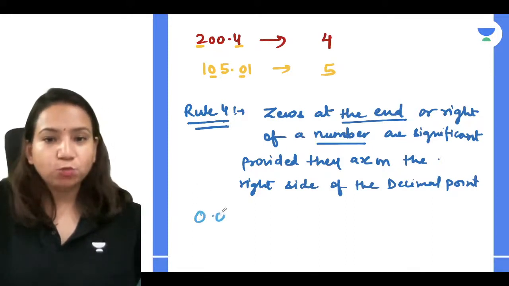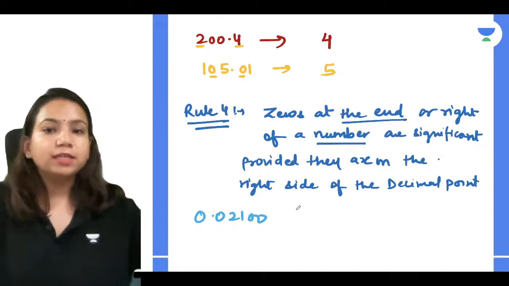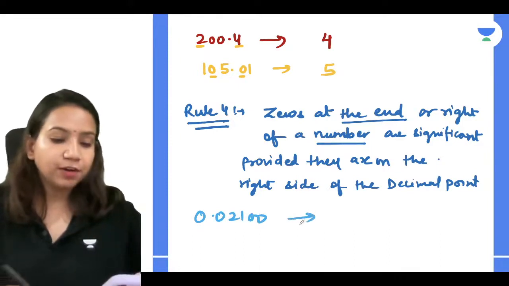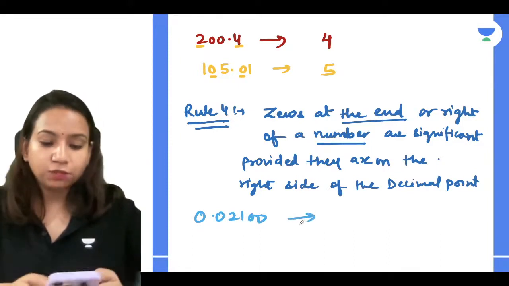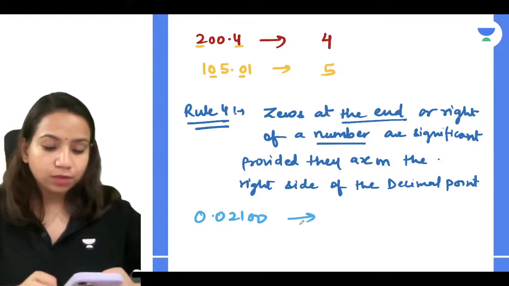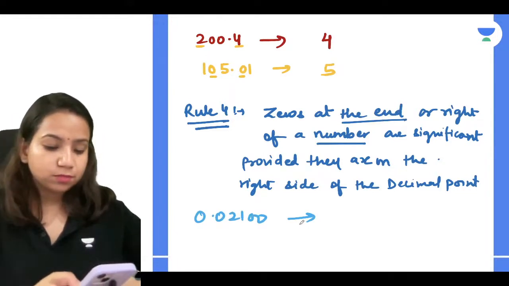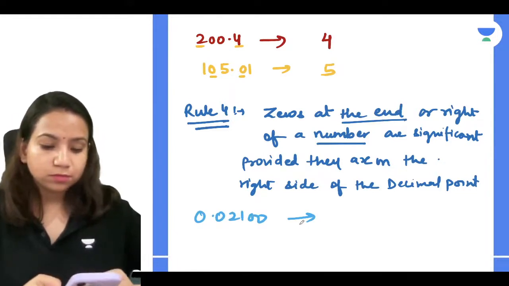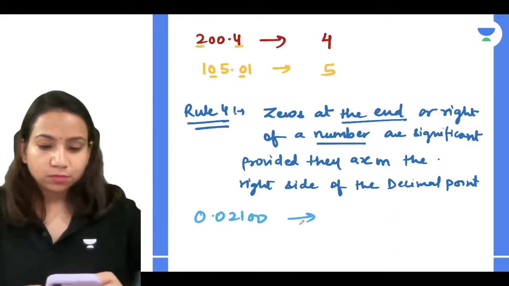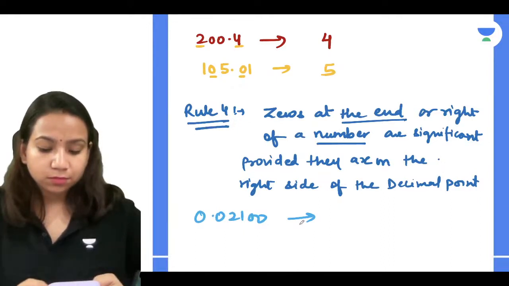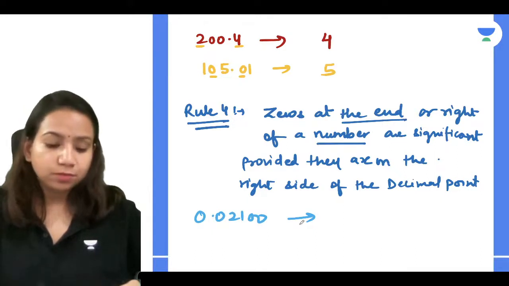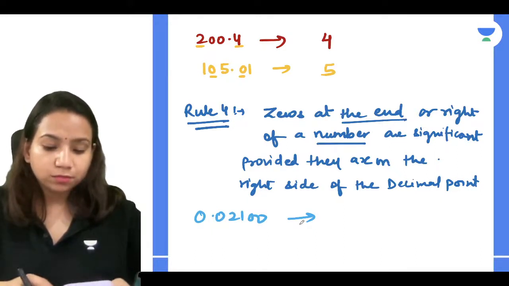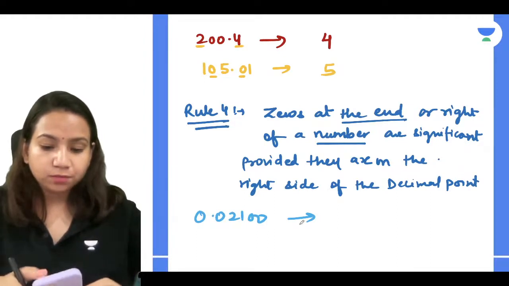Suppose I say 0.02100. Can you tell how many significant figures are there here? Everyone tell me how many significant figures are there here. Riddhima, very good. Rest of the people?